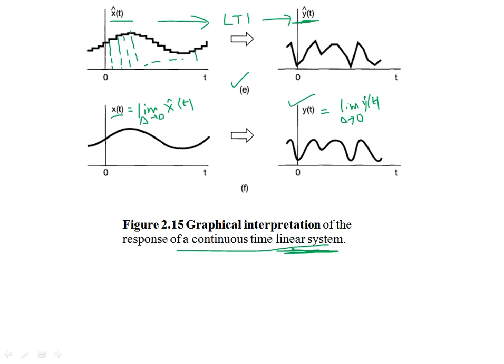This response is the response towards x hat of t, because x hat of t is the approximation of x(t) in terms of the weighted pulses. These are not the delta(t) functions, so you don't have the continuous time original response over here. This is just an approximation.